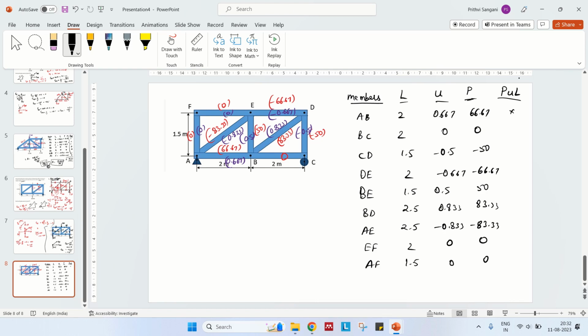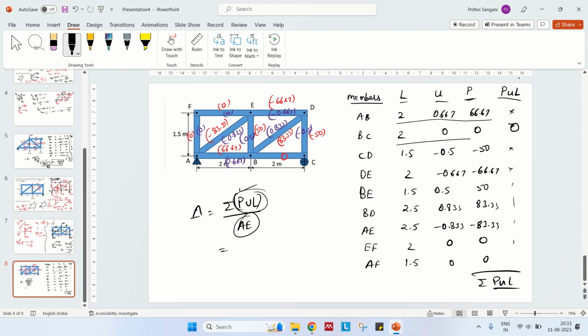So you multiply these and write down, and then you summate all the PUL values which you have found. And then what is delta? Delta is the summation of PUL by AE. I think in this they've already given the values of AE. So let us find PUL. If you multiply these things, this is 0, this is 0, and this is 0. So you need to multiply the remaining six. Let us quickly multiply and find out.